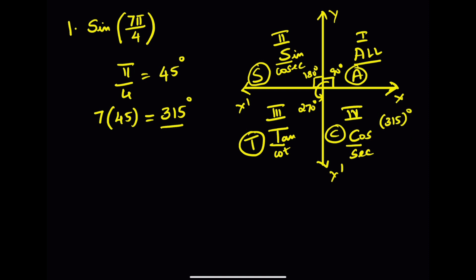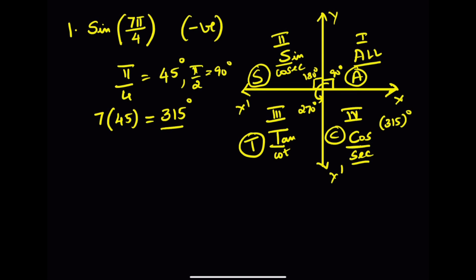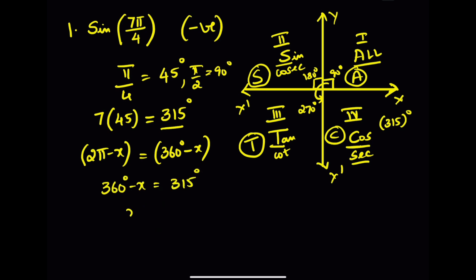And in the fourth quadrant, only cosine and secant are positive. So we definitely know that the answer that we would get is a negative value, correct? When we know that the angle formed is in the fourth quadrant, we can apply 2 pi minus x to this problem. What is 2 pi minus x? It is 360 degrees minus x. So in this case, 360 degrees minus x is equal to 315. So x is 45 degrees, correct?